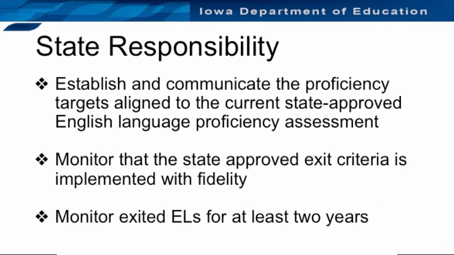What is the state's responsibility in ensuring appropriate exit and monitoring for English language learners? The state must establish and communicate the proficiency targets aligned to the current state-approved English language proficiency assessment. The state must monitor that the approved exit criteria is implemented with fidelity. And last but not least, the state must monitor exited English language learners for at least 2 years post-exit.